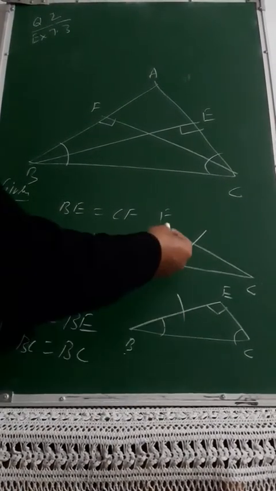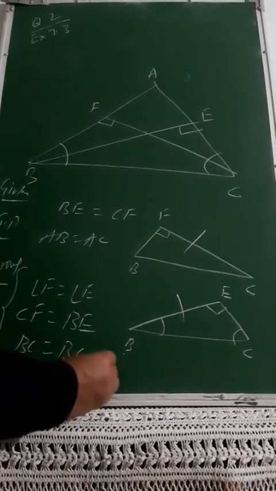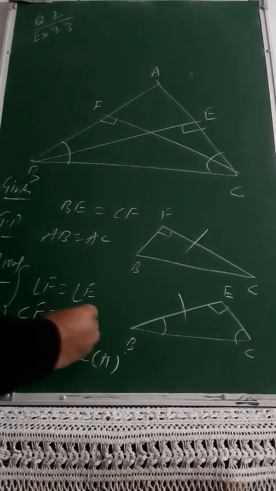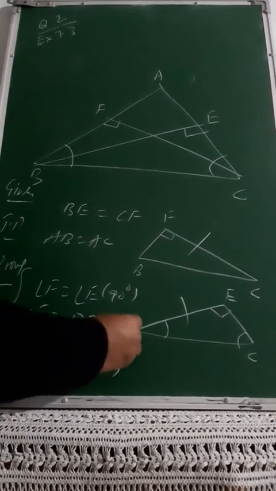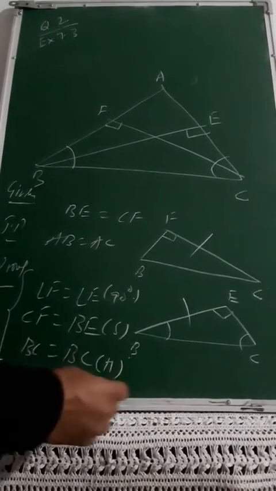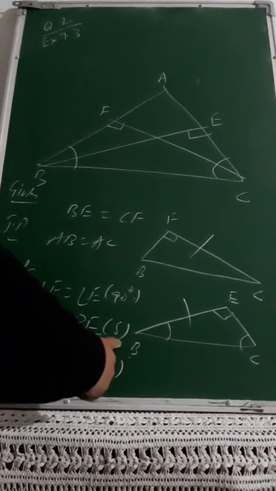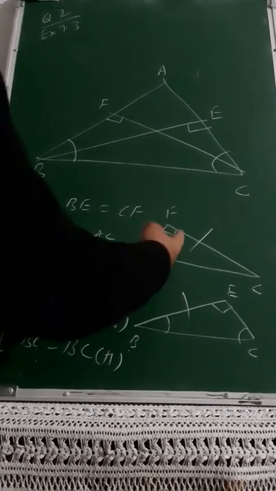RHS, why? Because opposite to the right angle, the hypotenuse is always there. So BC is BC, that is the hypotenuse. CF and BE are of 90 degrees, and this is the side, the altitude. 90 degrees, angle, side, hypotenuse: the right angle R, side S and hypotenuse H. So RHS is the congruency you can apply in these two triangles.